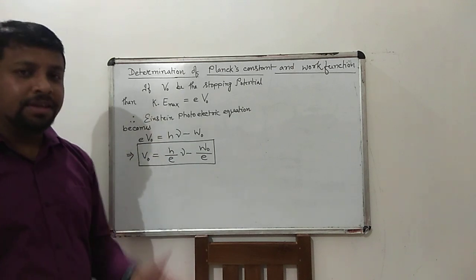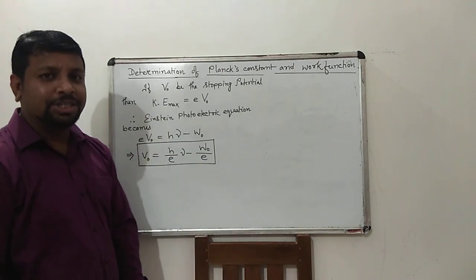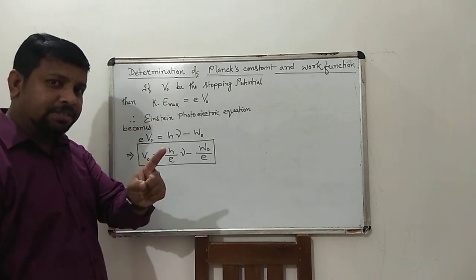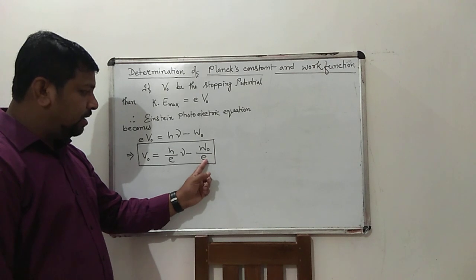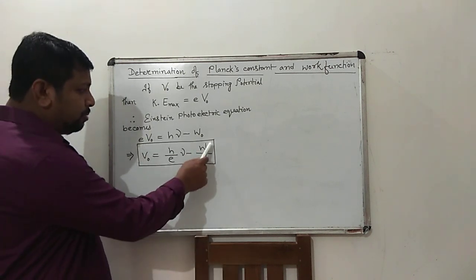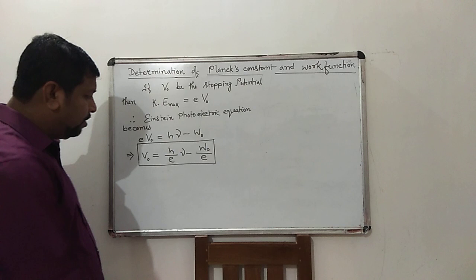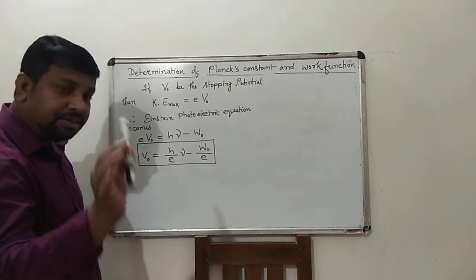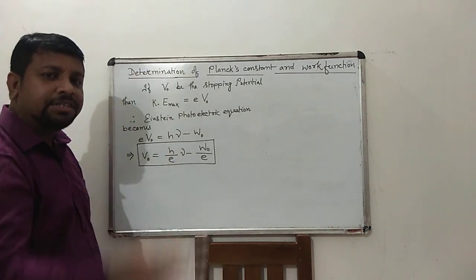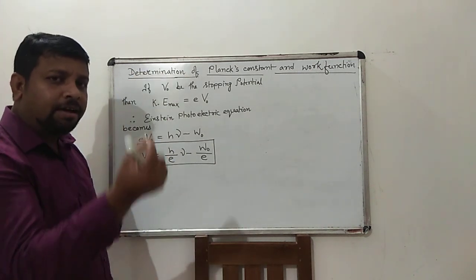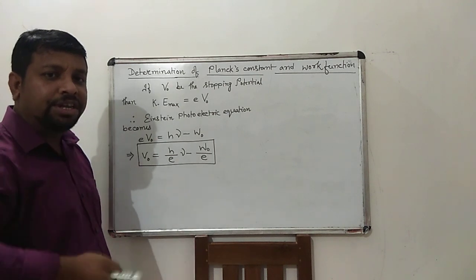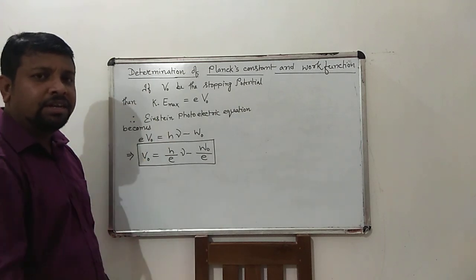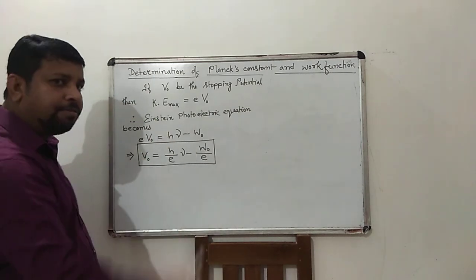Here you see, this equation explains this. W naught is constant for that metallic surface, and e is constant, so that value is constant. If nu is increased, then stopping potential is increased. That means if the frequency of the incident radiation is increased, then the stopping potential of that metal surface is increased. This is experimentally proved.